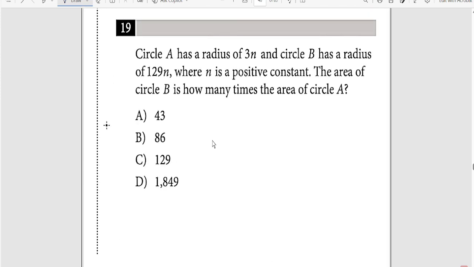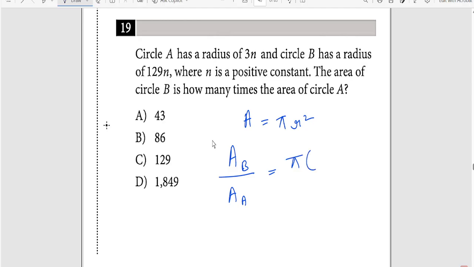Next question is from circles. Circle A has a radius of 3n, and then there is circle B. Its radius is 129n, and they are asking to compare area, right? So we know area of a circle is pi r square, where r is radius. When we have to compare their areas, we need to divide area of B and area of A.